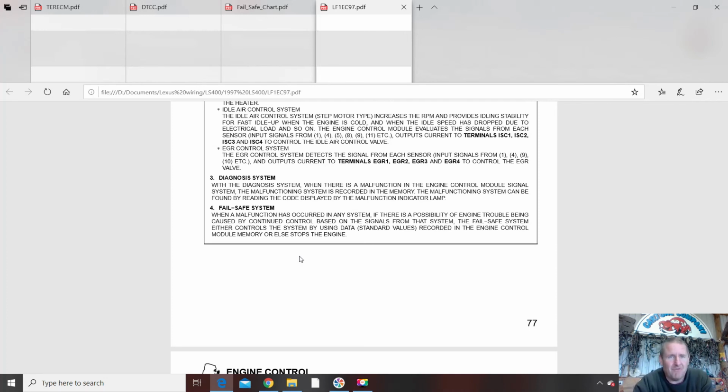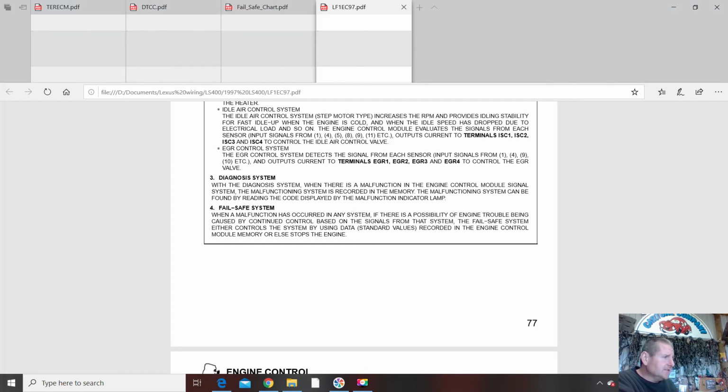Fail-safe system, number 4. When a malfunction has occurred in any system, if there is a possibility of engine trouble being caused by continued control based on the signals from that system, the fail-safe system either controls the system using data, standard values, default values, recorded in the engine control module memory, or else stops the engine.